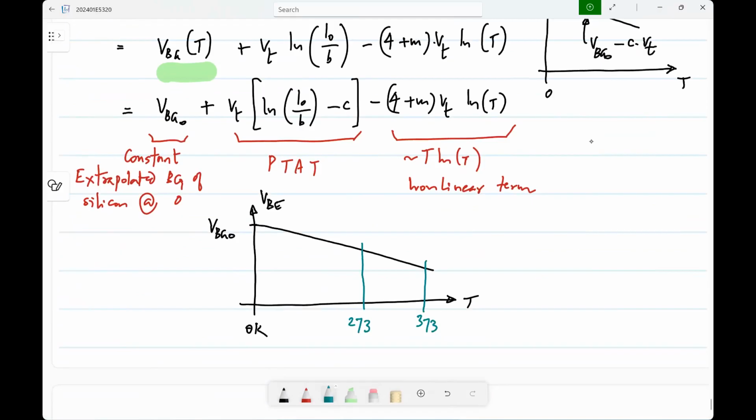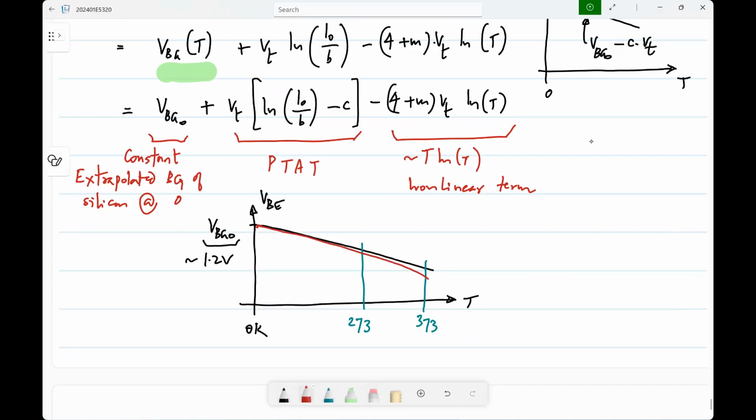1.1 electron volts or 1.1 volt at room temperature. The extrapolated value at 0 Kelvin is closer to 1.2 volts. So this is 1.2 volts. Now, if you also include this nonlinearity, there is some curvature that you will see.